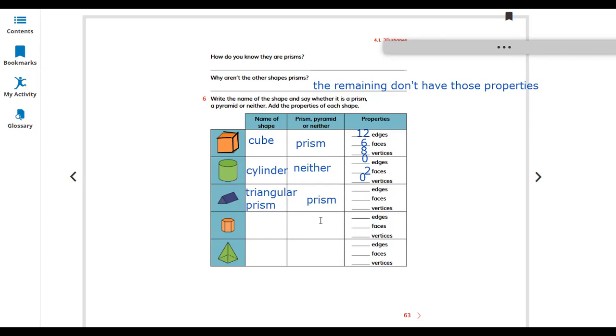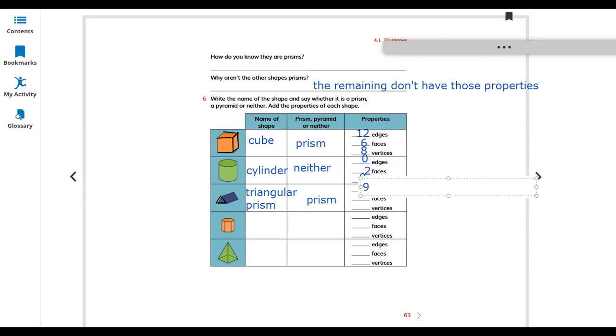How many edges? One, two, three, four. Let me just draw it. Three on the front. One, two, three. Three here. Same as this, three on the back. Six, and three on the side. One, two, and one this corner. Three. So three on the front, three on the back, and in the center, three. So in total, we have nine edges.